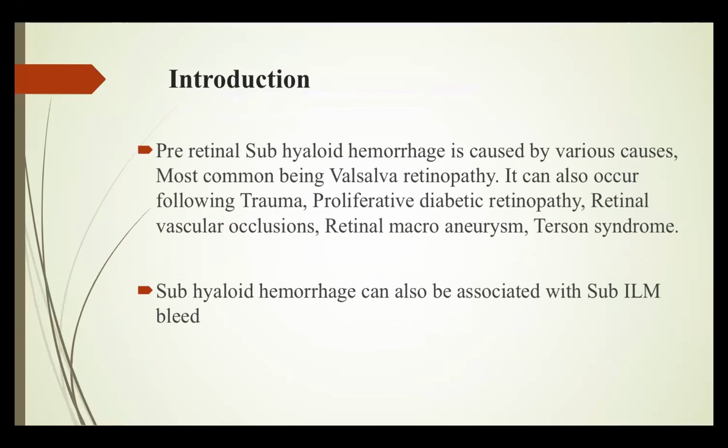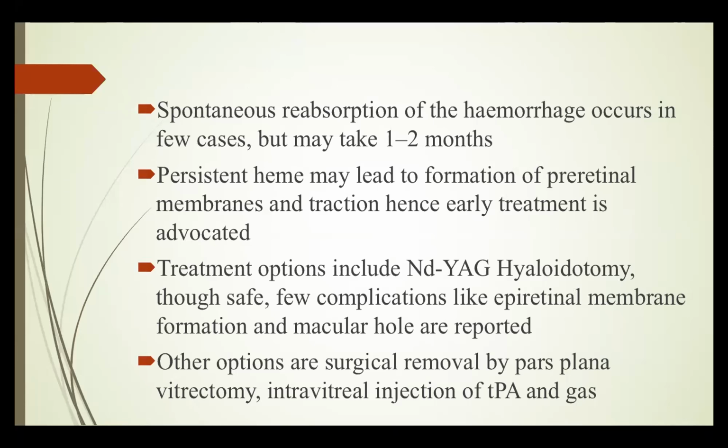Pre-retinal subhyaloid hemorrhage is caused by various causes, the most common being Valsalva retinopathy. It can also occur following trauma, proliferative diabetic retinopathy, retinal vascular occlusions, retinal macroaneurysms, Terson syndrome, and Eales disease. Subhyaloid hemorrhage can also be associated with a sub-ILM bleed. Spontaneous resorption of the hemorrhage occurs in a few cases, but may take up to 1 to 2 months. Persistent heme may lead to formation of pre-retinal membranes and traction, and hence early treatment is advocated.